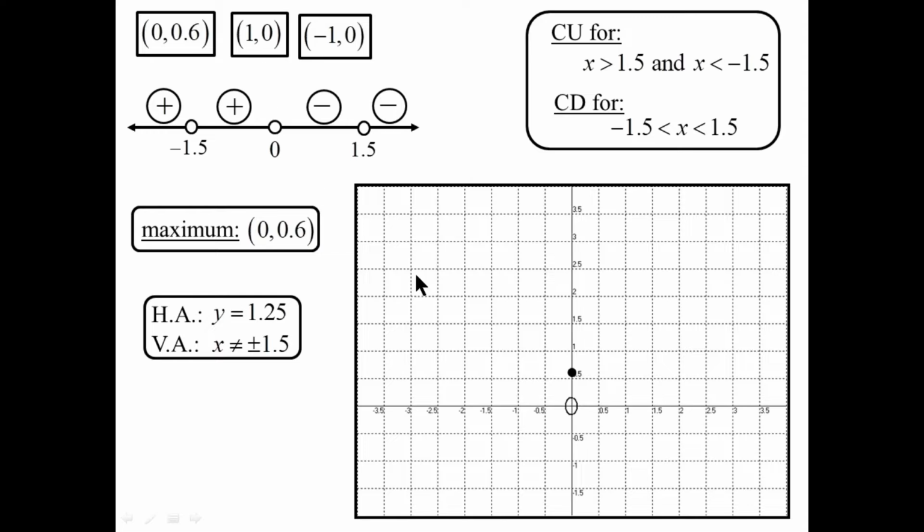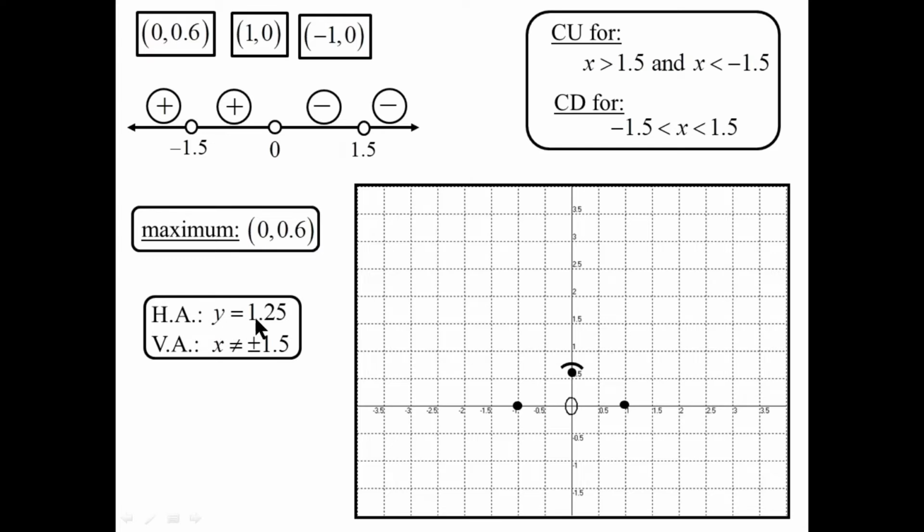A point at 1, 0. So there's 1. A point at -1, 0. So there's a point. There's a maximum at 0, 0.6. So this is an intercept, but it's also a maximum. So let's label it as such.